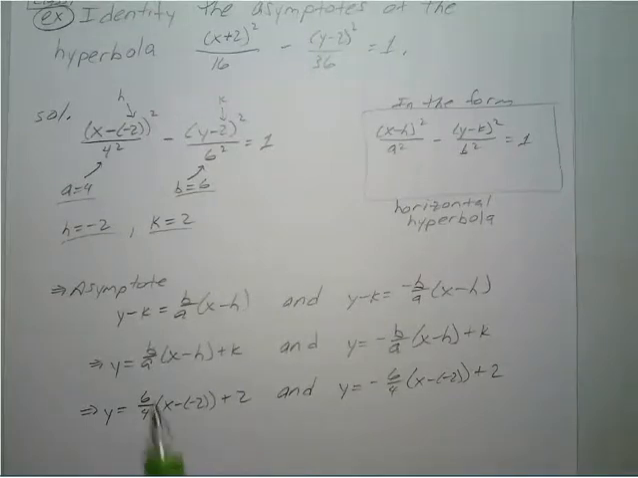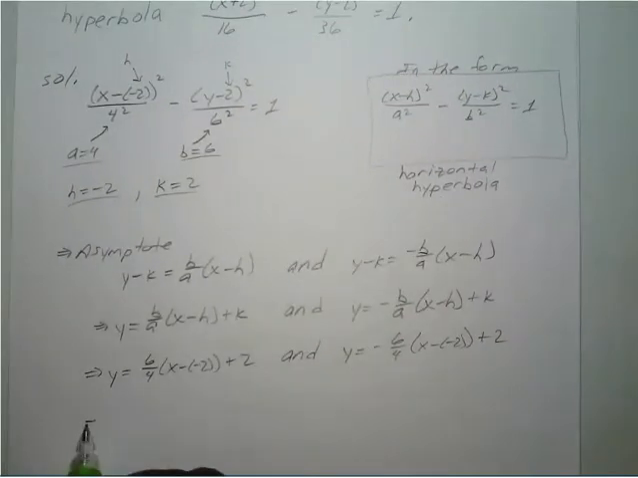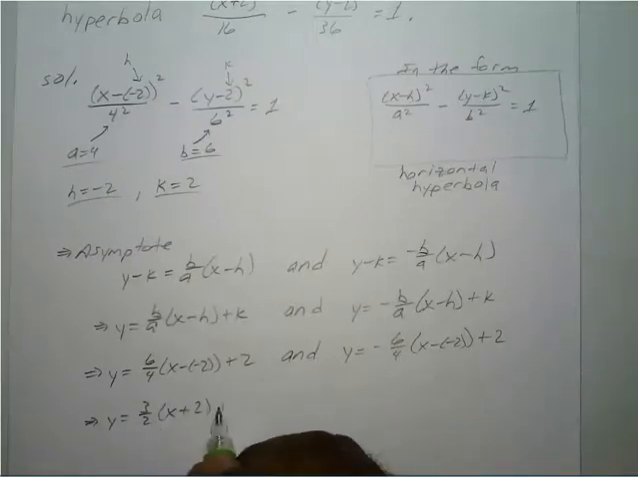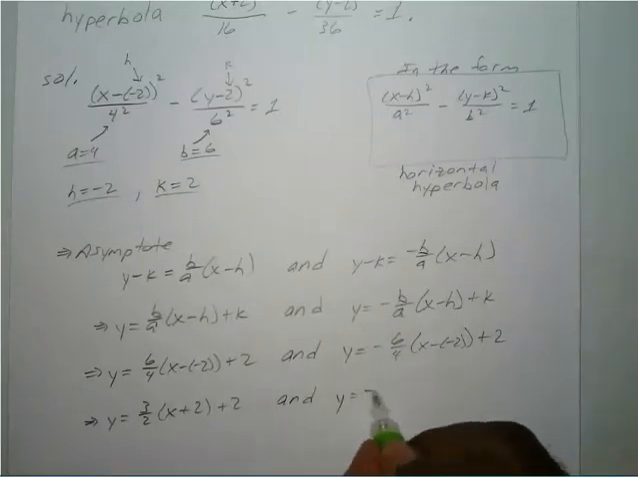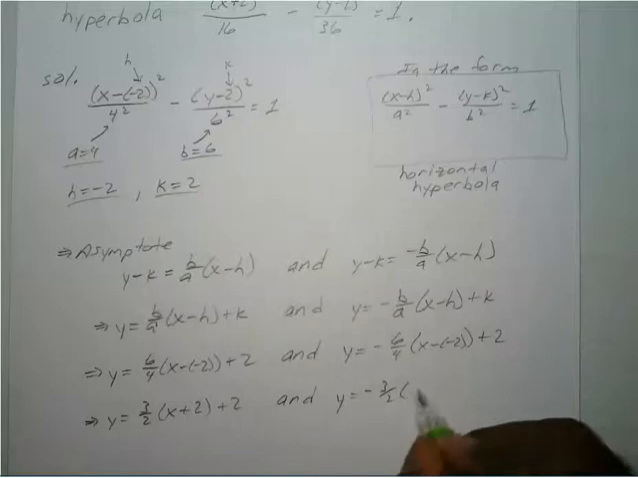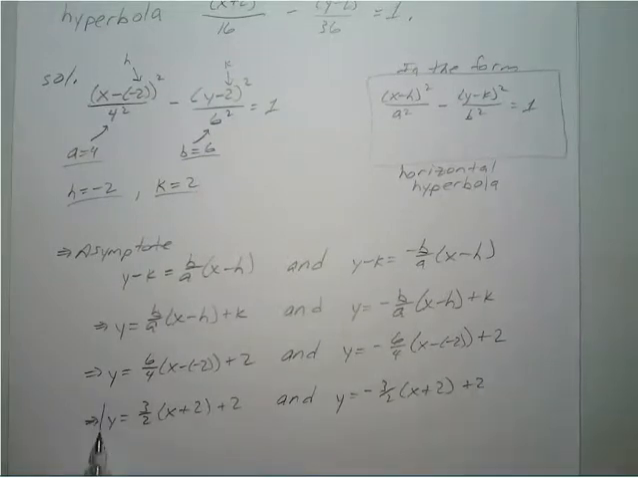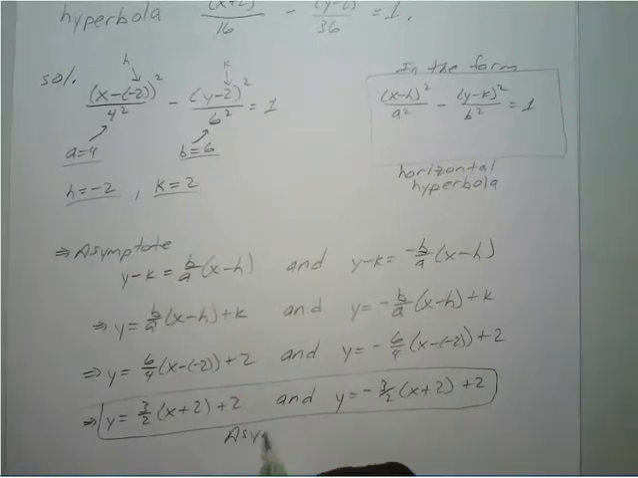All right, so we can go ahead and simplify this fraction. So we have y equals 3 over 2 times x plus 2, since we have the minus negative, plus 2, and y equals negative 3 over 2, x plus 2, plus 2. So those are your asymptotes.